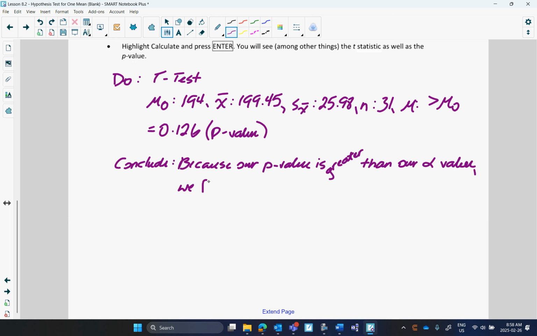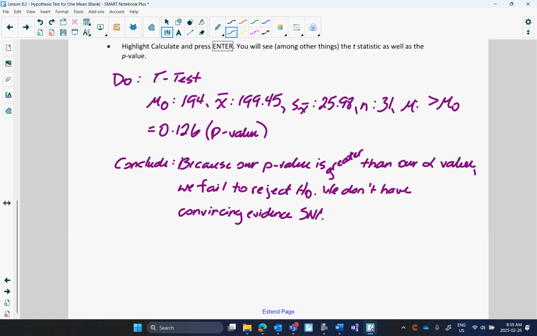Fail to reject H0. Don't have convincing evidence. SNAP benefits are greater than $194.